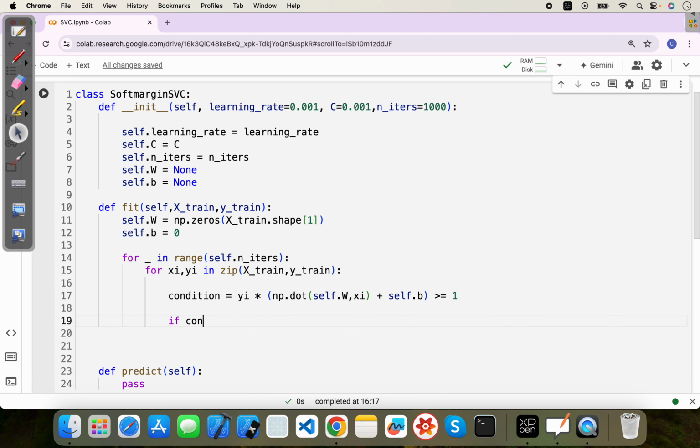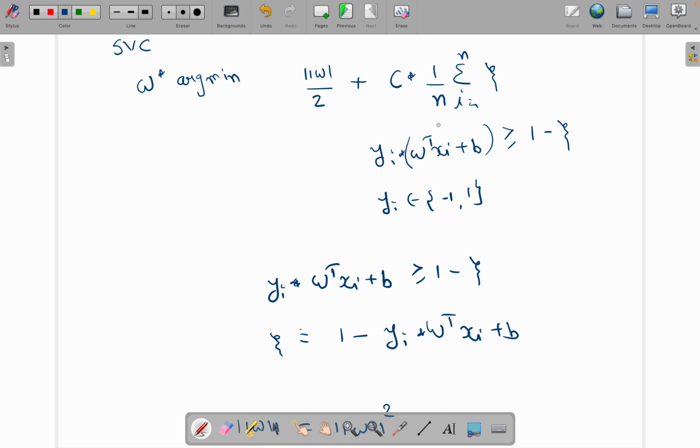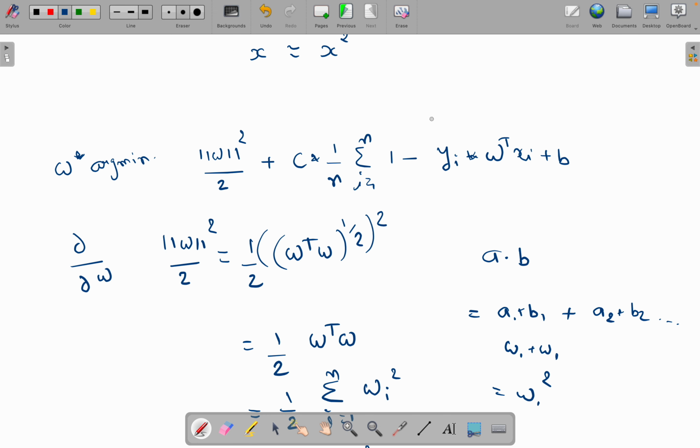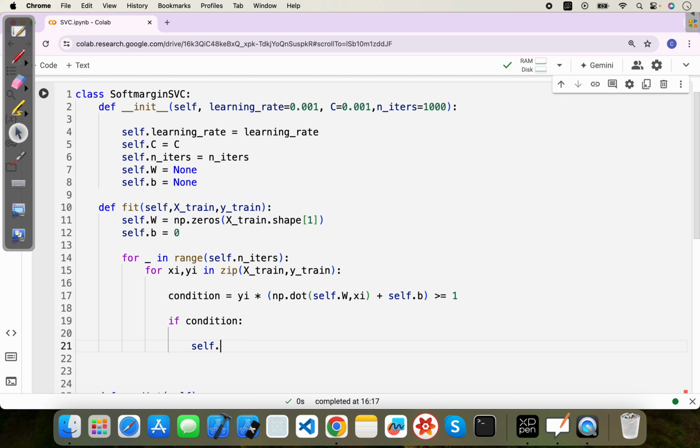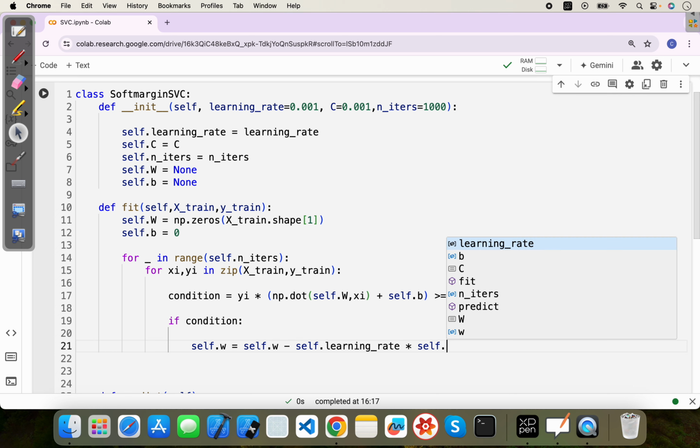So if this condition is true, then we don't need to update the bias, because let's see here, we have the bias term only in this part, right? Here we don't have any bias term. So while the condition yi times w transpose xi plus b is greater or equal to 1 is true, then we need to update just the weight with respect to w, right? So let's write that code here. If condition, self.w will be self.w minus self.learning_rate times self.w, right?